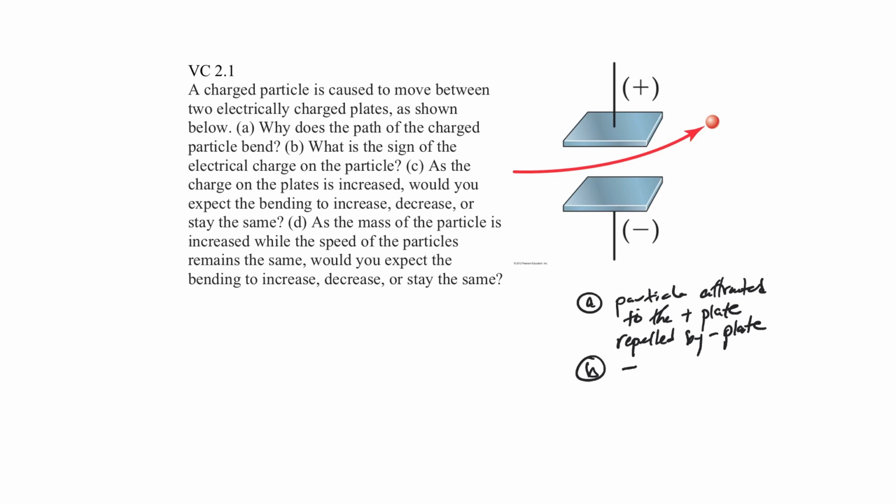Same thing here. If the charge is higher, then it should be expected to fall faster. It's falling towards the positive faster. Okay? So I would say that it's going to increase. And D says, as the mass of the particle is increased, while the speed of the particle remains the same, what would you expect the bending to increase, decrease, or stay the same?